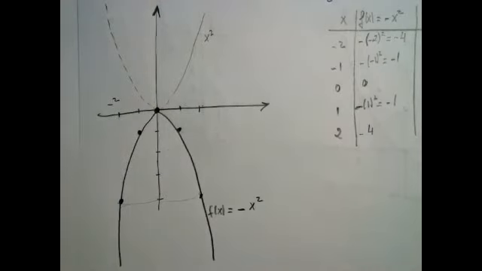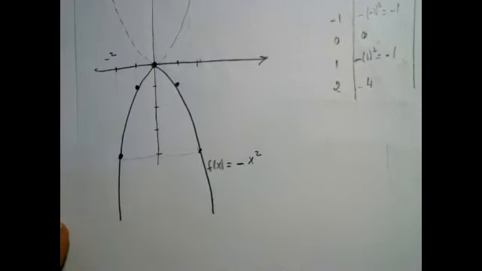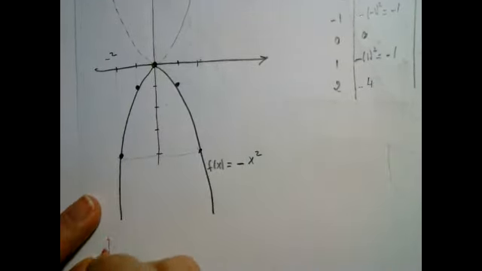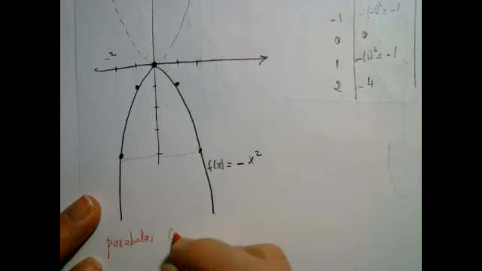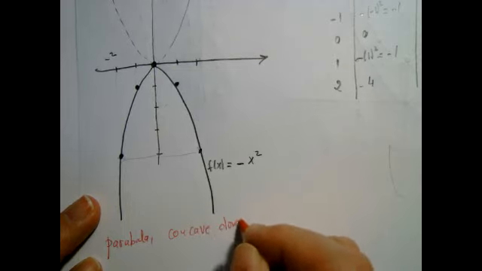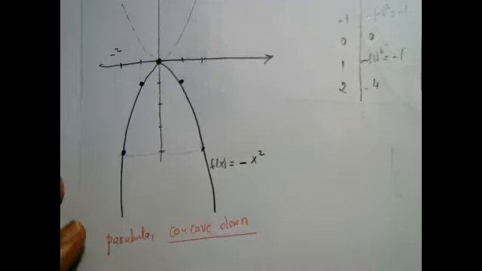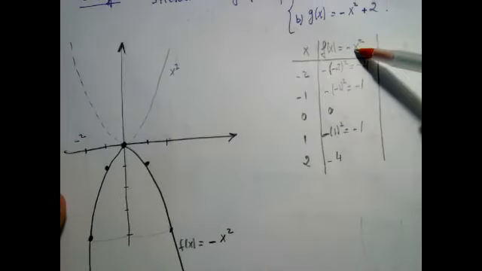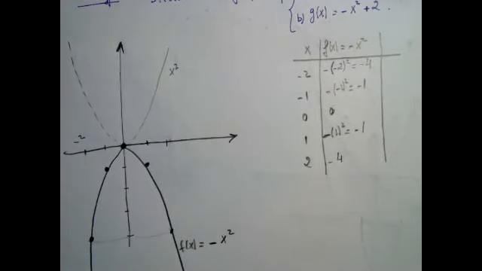So it's also a parabola. It has this shape, this U shape. So it's also a parabola, but that's concave down. And what really makes it concave down was having this minus in front of the x squared.